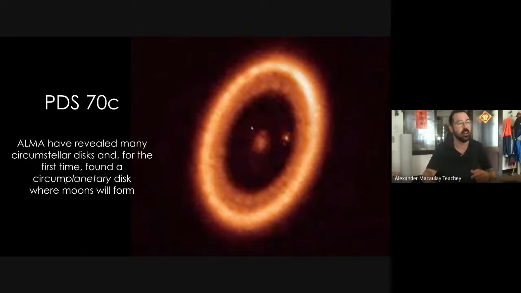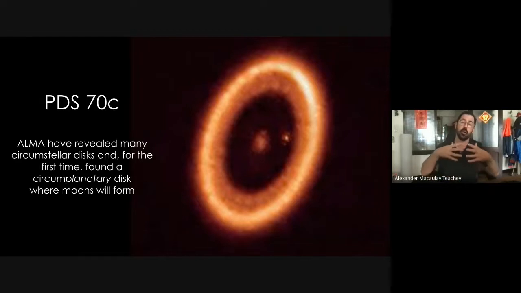What we're looking at here is the PDS-70 system. And I don't know if you can see my mouse, but this object right here is PDS-70C. It's a planet. And what's so exciting about this is not just that we're seeing a planet embedded in this disk of material, but we can actually see another disk of material surrounding the planet. And it is believed that in this disk, the moons of this planet will eventually form. And this is the first time that we've ever been able to see something like this.